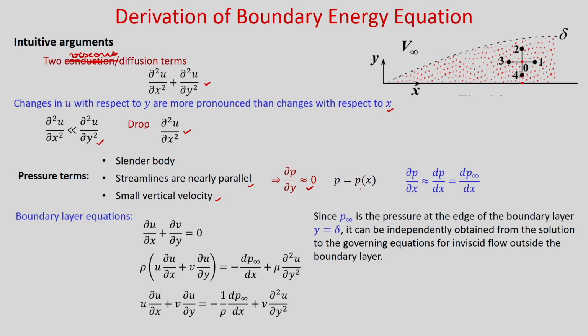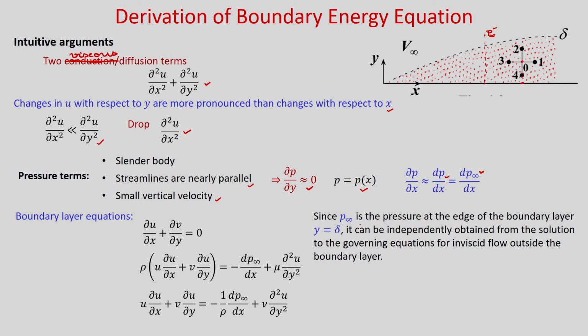So, you can write p is only a function of x, and del p by del x you can write as dp by dx, as the pressure gradient along the y direction is almost 0. Whatever pressure p infinity is there outside the boundary layer will also be impressed inside the boundary layer, because there is no change in pressure in the y direction. So, at this x location it will be the same pressure everywhere. So, you can write dp by dx is equal to dp infinity by dx.